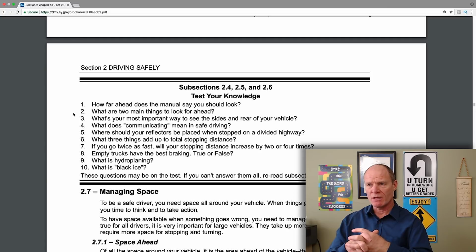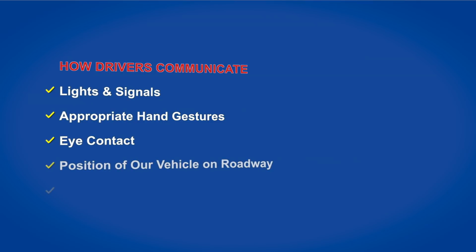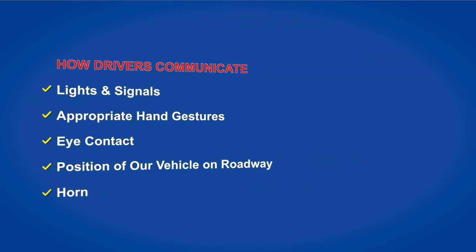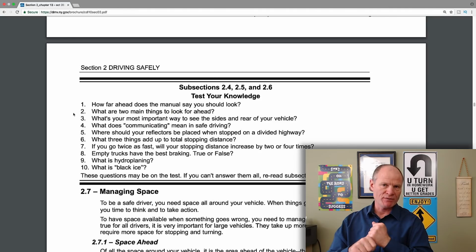What does communicating mean in safe driving? It means that you're communicating using the five ways that we communicate with other traffic: lights, horn, signals. Signals are lights. Hand gestures, appropriate hand gestures, eye contact with other road users, and the position of your vehicle on the roadway. Those are the ways that we communicate with other traffic when we're driving.